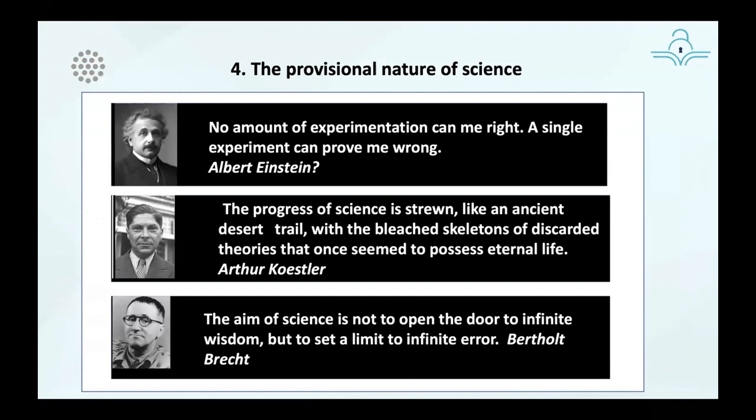Perennial scrutiny is a core value of science. It can invalidate, but it can't validate. It's the basis of so-called scientific self-correction. New truths, and I hope you can hear the inverted commas, are provisional. And here, quotations from Einstein, from Koestler and Brecht powerfully stress this attribute. I particularly like the Koestler comment.